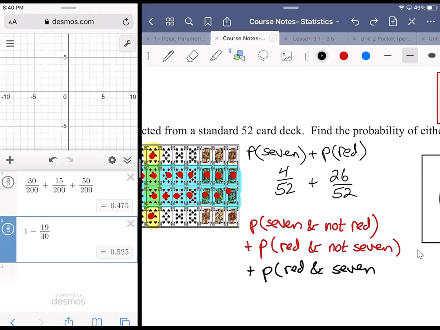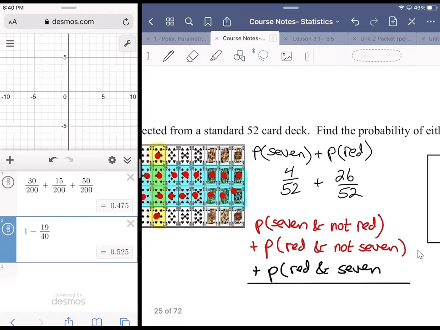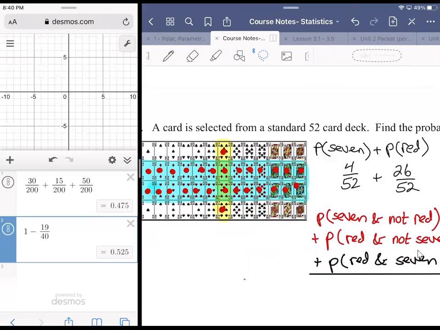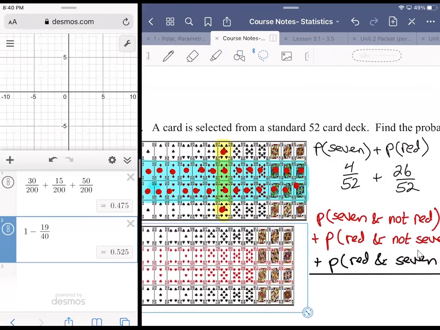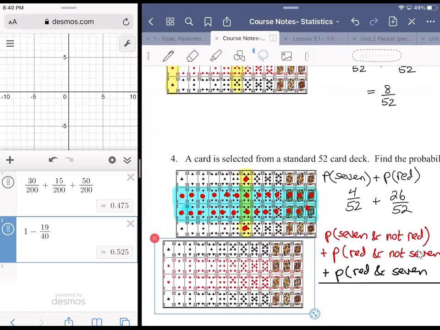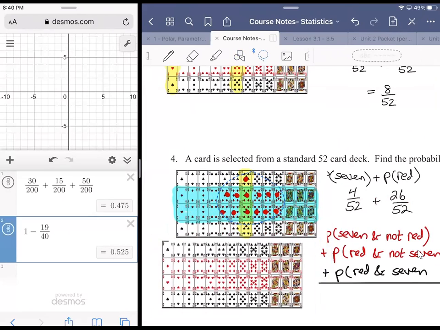All right, so I'm going to mark up my diagram again just to show you what would happen if we did it that way. I'll just move this over. Oh, no.